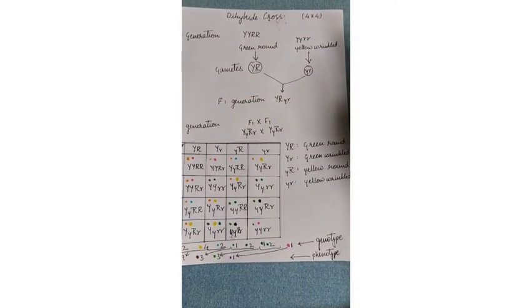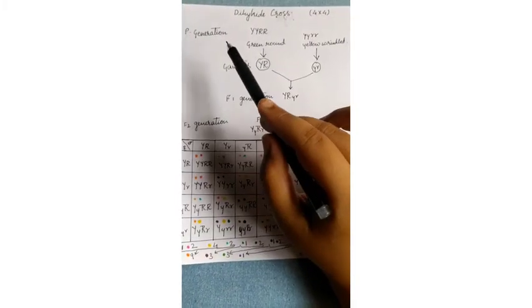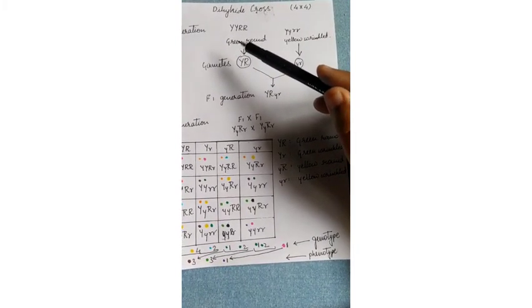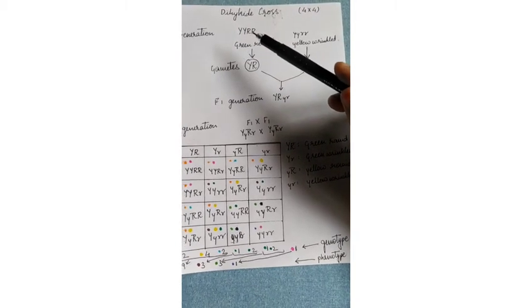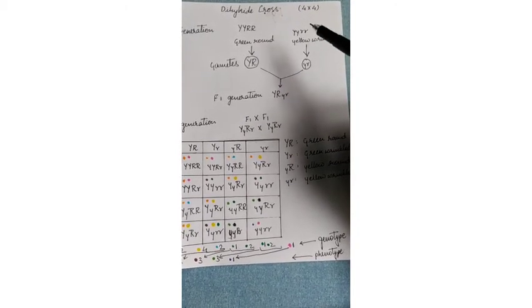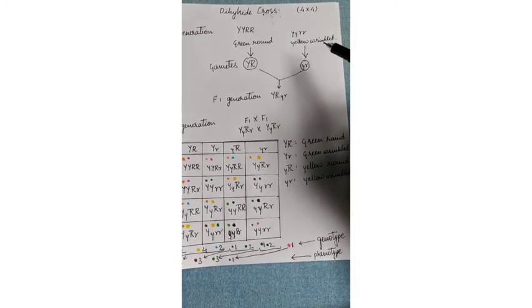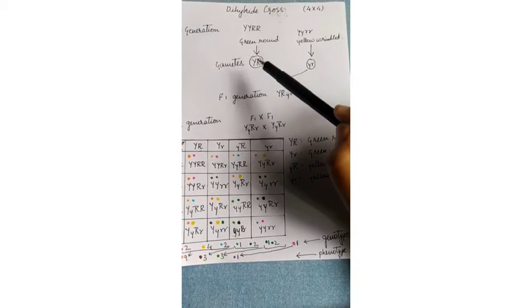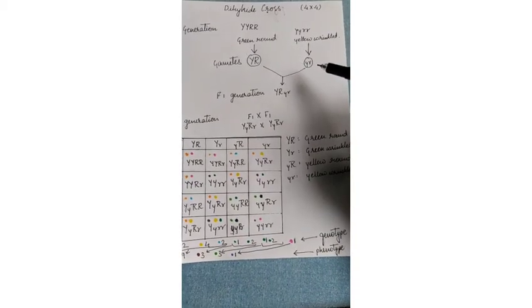Let us consider an example of a dihybrid cross, that is 4 cross 4. Here we have the parental generation, that is capital Y, which gives green color to the seed, and capital R, which gives round shape to the seed, and small y which gives yellow color to the seed, and small r which gives wrinkled shape to the seed. Gametes. Let us take gametes of these two breeds, that are capital Y, capital R, and small y, small r.